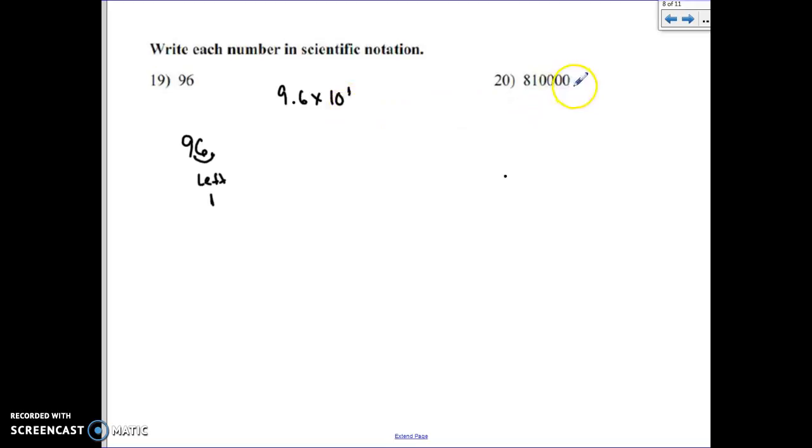Like when I look at this one, 810,000. I have a decimal right after the 0, and I have to move it 1, 2, 3, 4, 5. So I'm taking 8.1 and multiplying it by 10, and I had to move it to the left 5. So left 5 means a positive 5 exponent. So it's 8.1 times 10 to the 5th power.